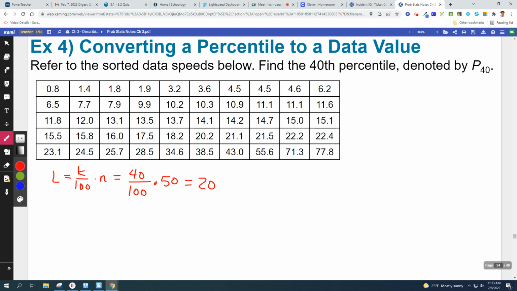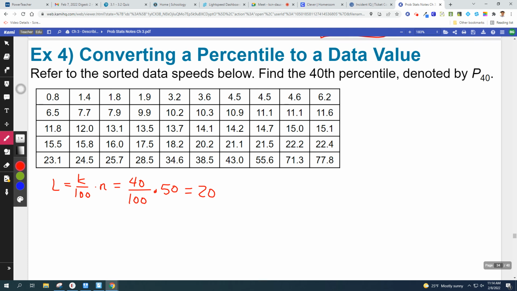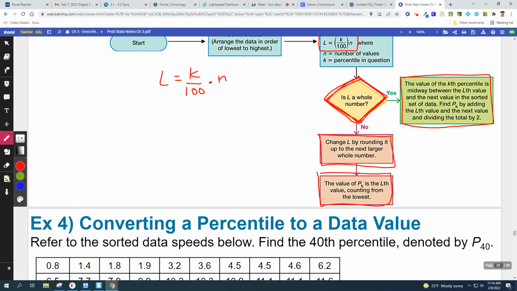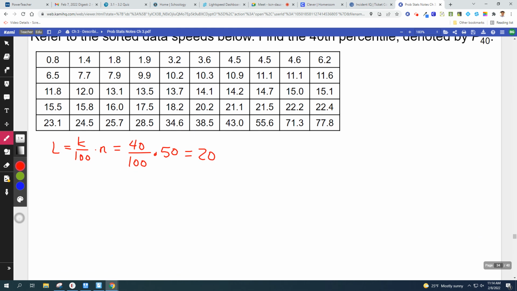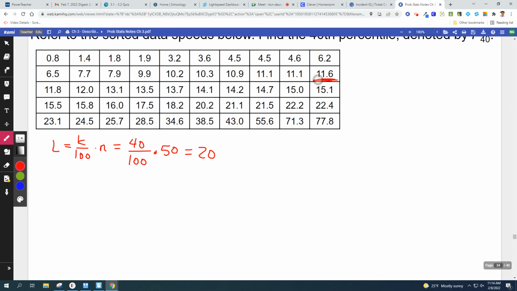So remember what the flow chart says. Is that L a whole number? Yes, it is. So if L is a whole number, then what we have to do is find the 20th number. Let's go back and look at this flow chart again. Is L a whole number? The value of the kth percentile is midway between the L value and the next value. L value means the 20th value. Well, the 20th value is right here. So what we have to do is find halfway between the 20th value and the next one.